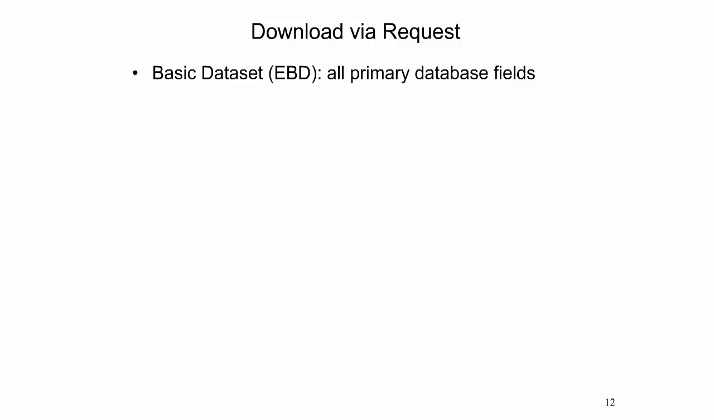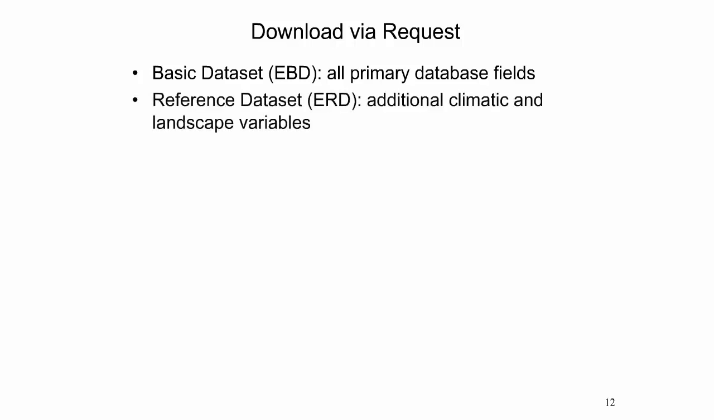eBird offers free access to its data via prepackaged and customizable file downloads and APIs. 2 types of datasets are available. The basic dataset contains observations with all primary database fields. This is the most complete and current dataset. It is recommended for most uses. The reference dataset contains an additional suite of climatic and landscape variables related to the observation location.